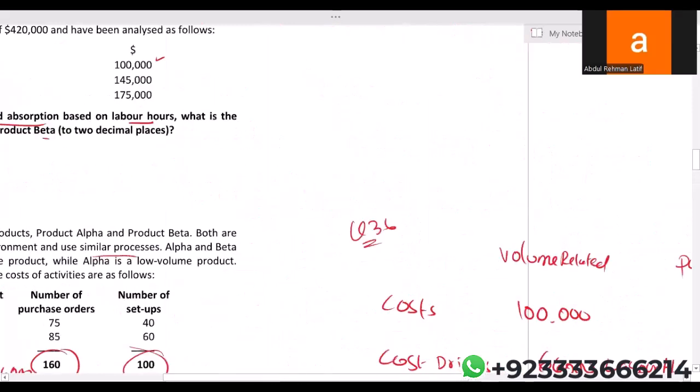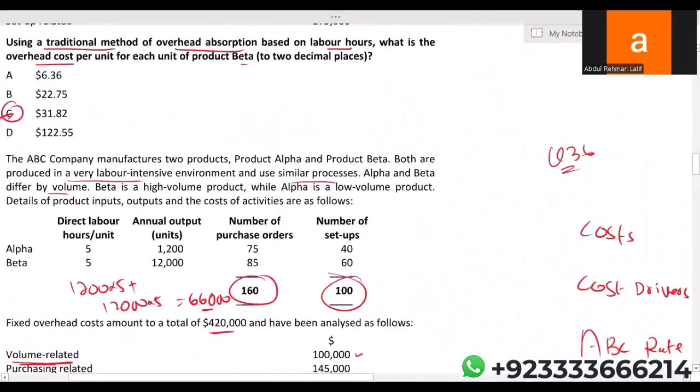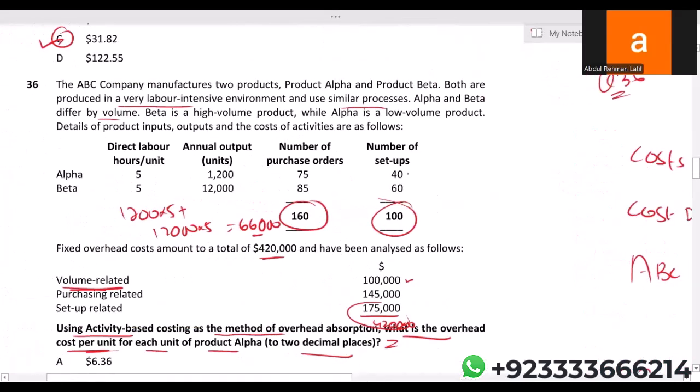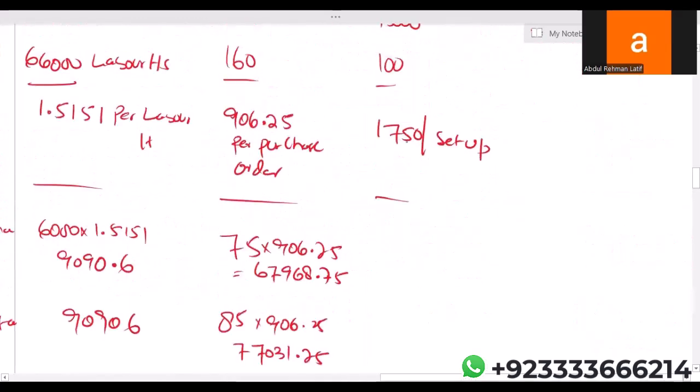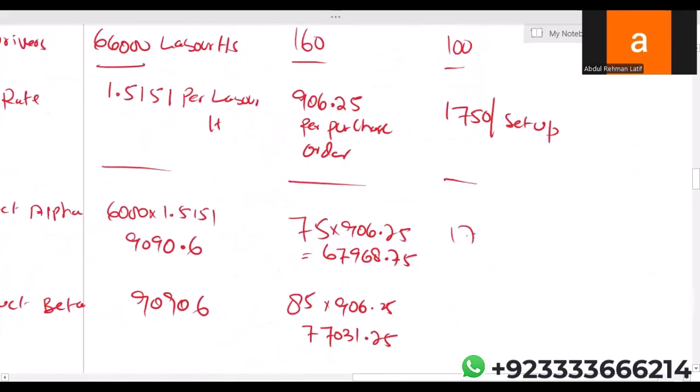Now setups. We have done a number of setups. Total setups are 100. Out of that 100, 40 belong to alpha, 60 belong to beta. And per setup cost is 1750. So alpha: 1750 into 40. Let me use a calculator. I'm getting 70,000.